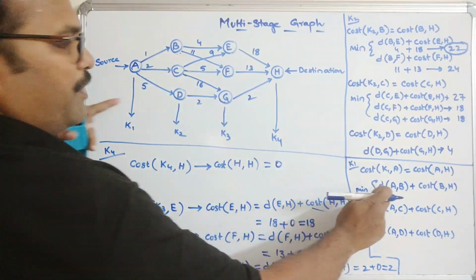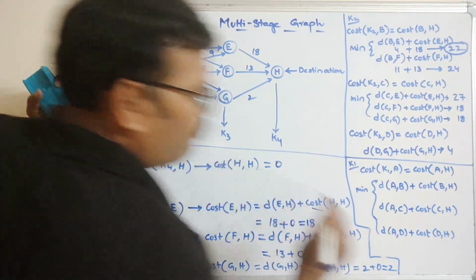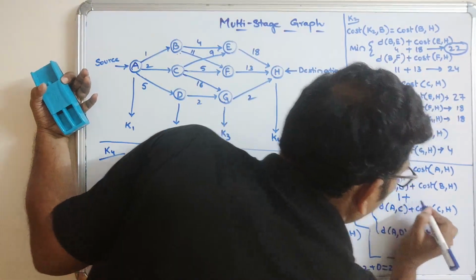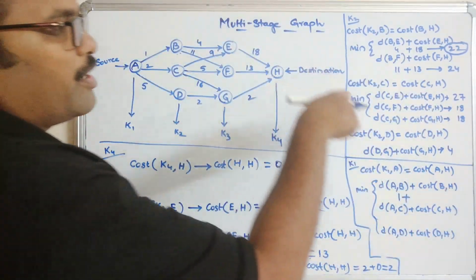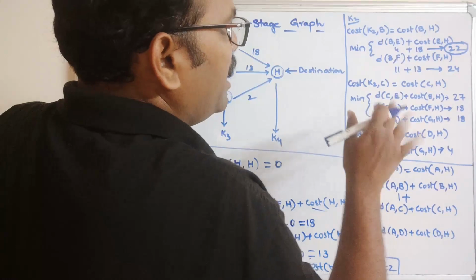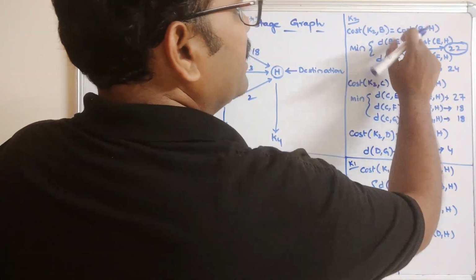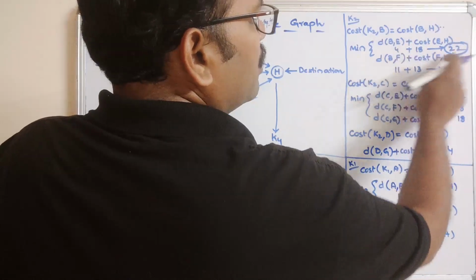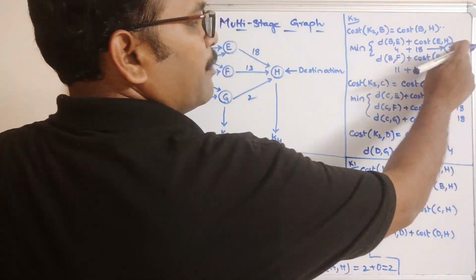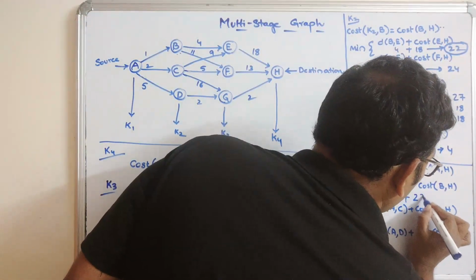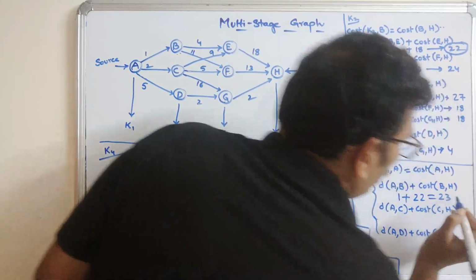Now find D of A comma B. What is the distance of AB? It is 1 plus the cost of BH, which we have already calculated. See, this is the cost of BH. Among these two we have considered the minimum, so we need to consider 22, which is the 23 cost.